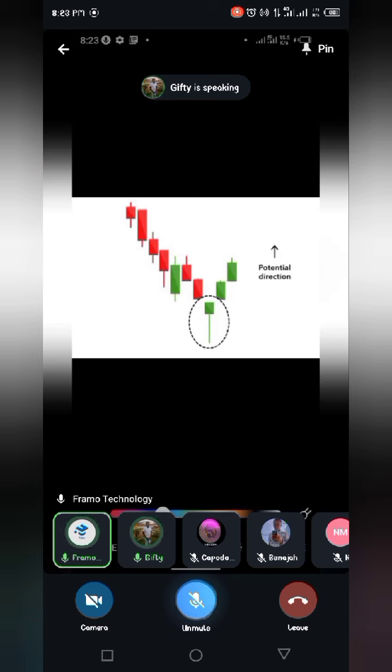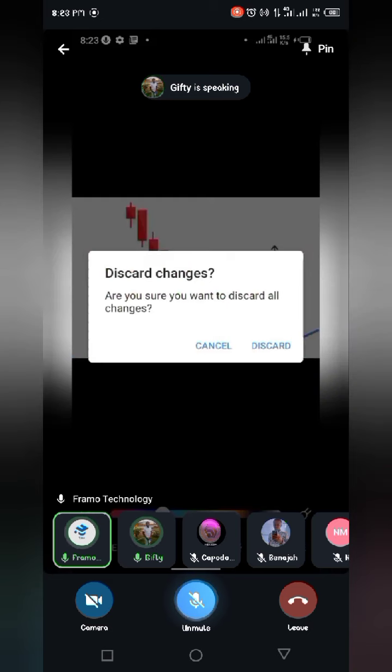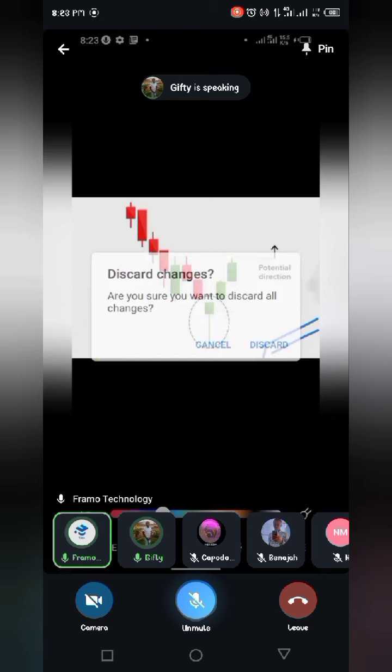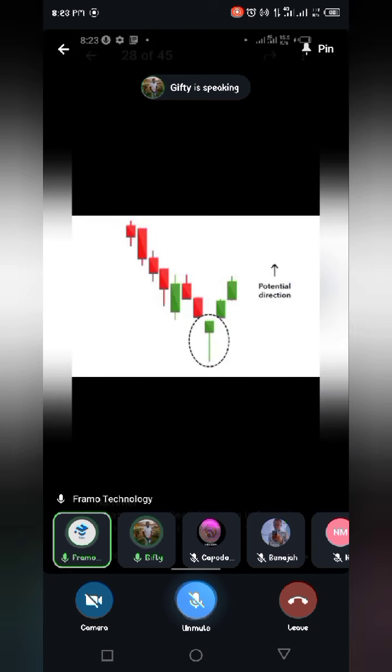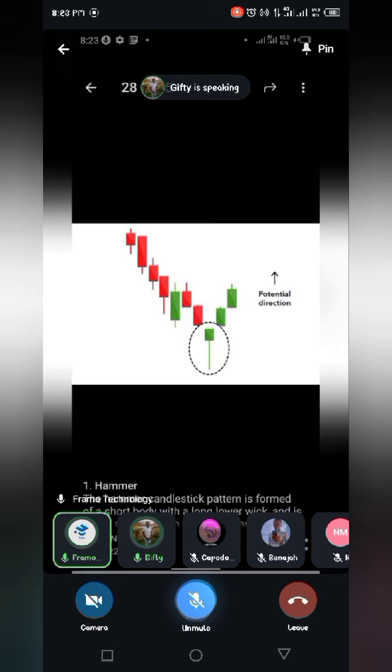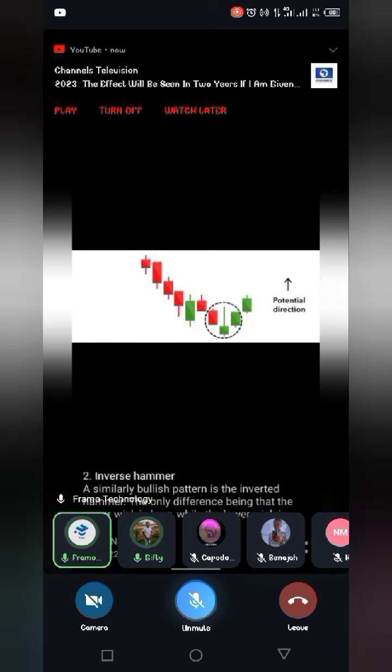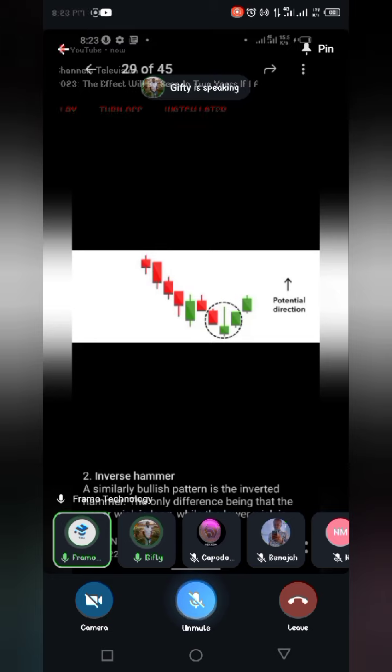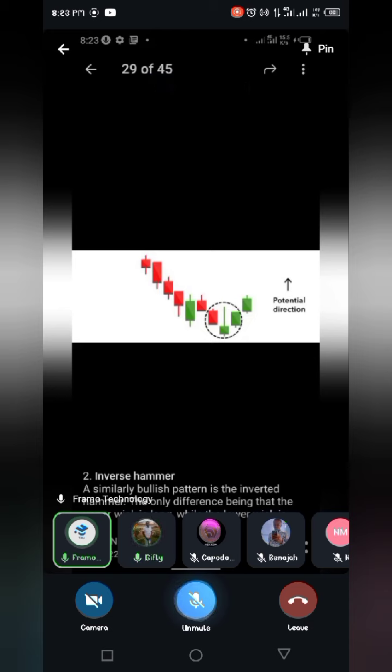Then after it was formed, we saw an upward movement. Okay. Then the next one is the inverse hammer, or inverted hammer. You see, it is also circled, and this time around, the hammer is inverted. So now the wick is on top and the body is down.